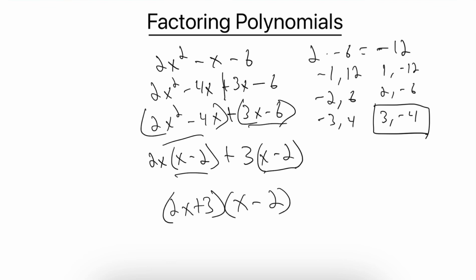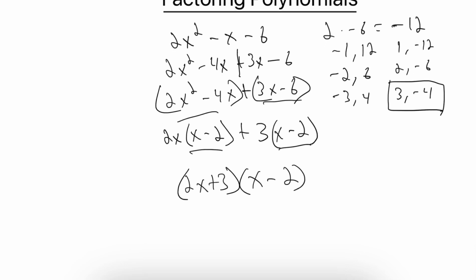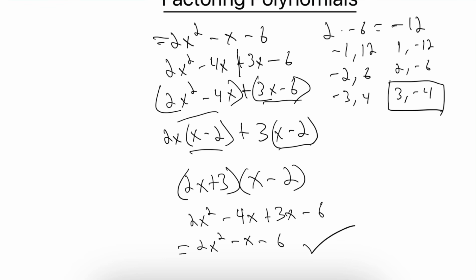Then we'll FOIL these together to check our work. So 2x times x is 2x squared. 2x times negative 2 is negative 4x. 3 times x is positive 3x, and 3 times negative 2 is negative 6. We got 2x squared minus x minus 6. And if this equals this, which it does, that's our final answer.